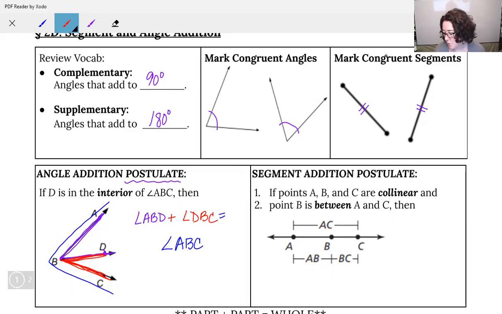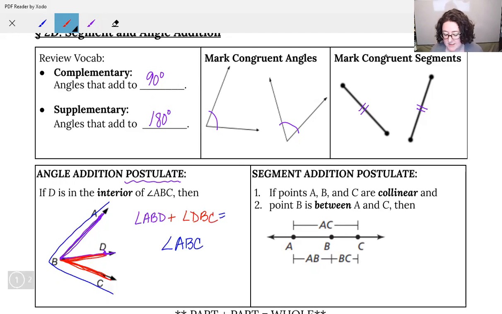So if I have one segment, I'm going to use a pen, one segment plus another segment, the length of the whole thing is just going to be that entire measure, adding those together. And that's all the segment addition postulate is. So we have two things listed.